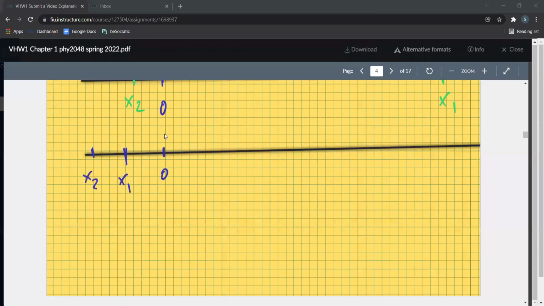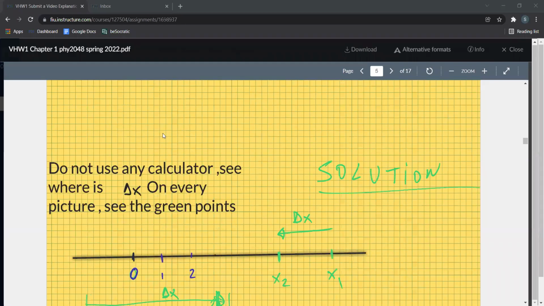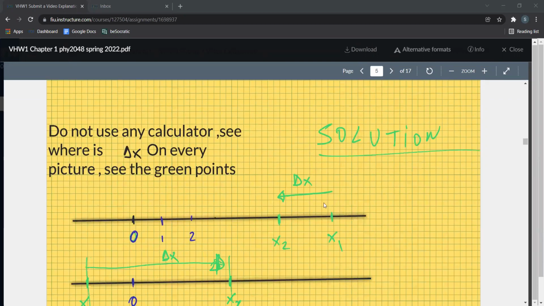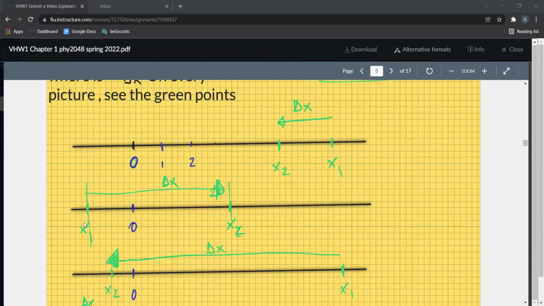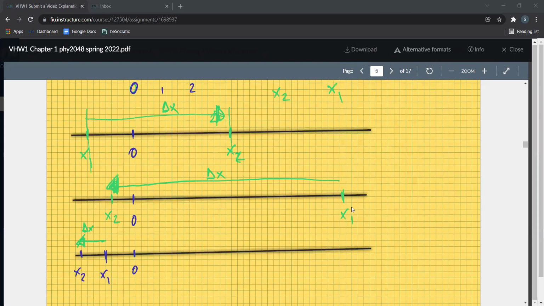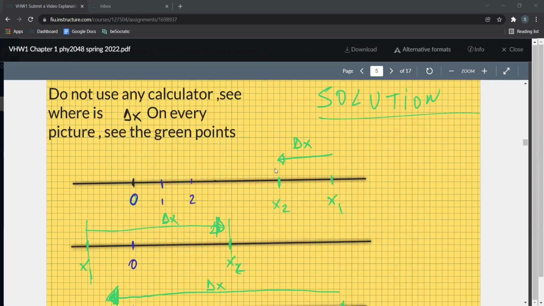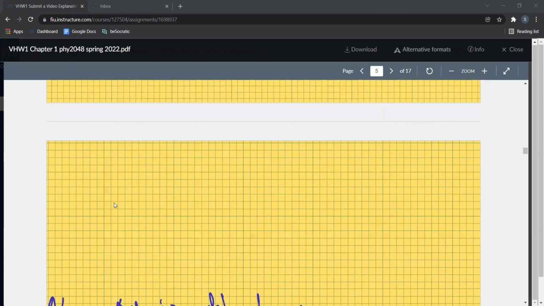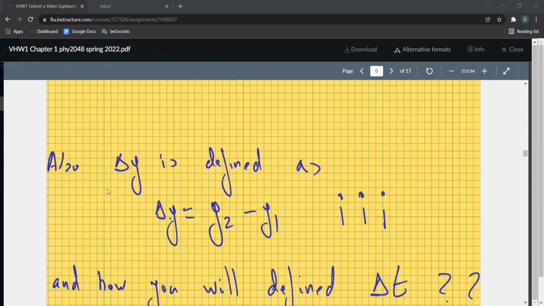Let's see if there's more examples. Okay, these are the solutions to our answers. Let's see how right we were. And this one left, this one went right, x1 to x2. So it went left, right, left, and left again. So we were correct if you agreed with my answers.